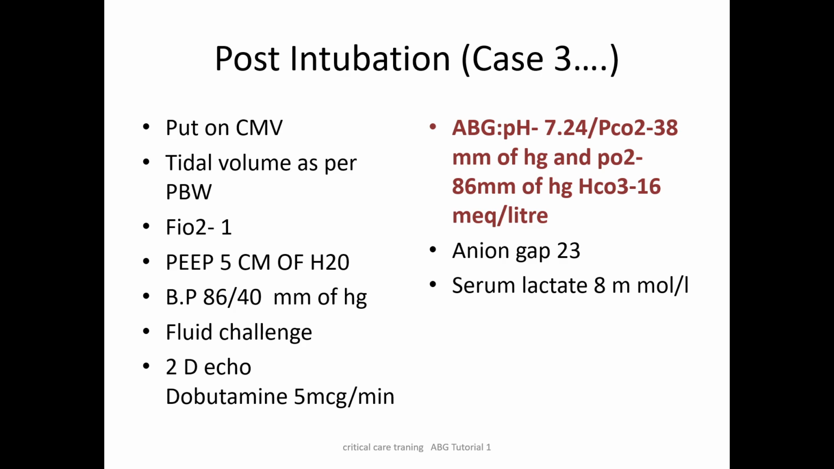20-30 minutes. The pH was 7.24, PCO2 38, PO2 of 86, and bicarb of 16. The anion gap calculated was 23, serum lactate was 8. So we were right in our decision of invasive ventilation. This patient has worsened. There is a metabolic acidosis seen here with additionally PCO2 is high, and the high anion gap metabolic acidosis pointing towards lactic acidosis and respiratory distress.